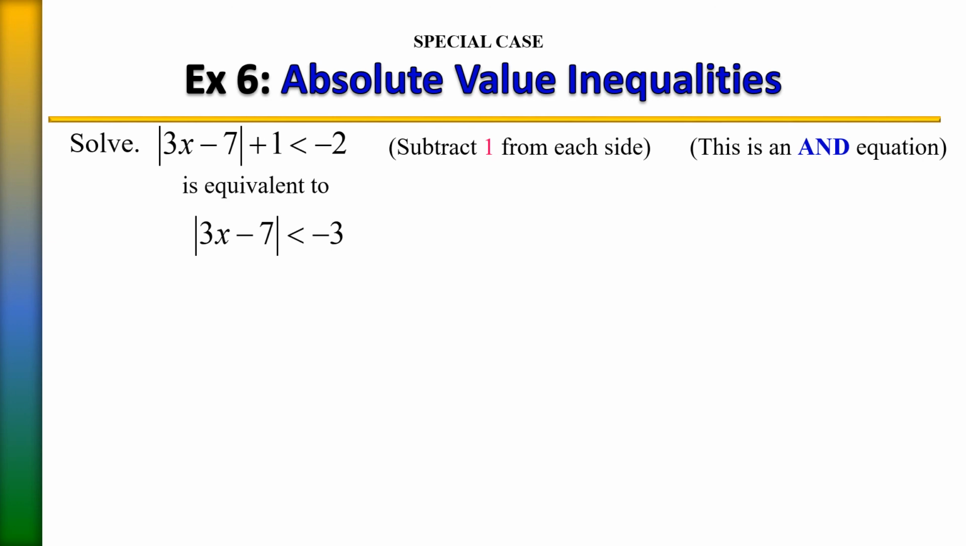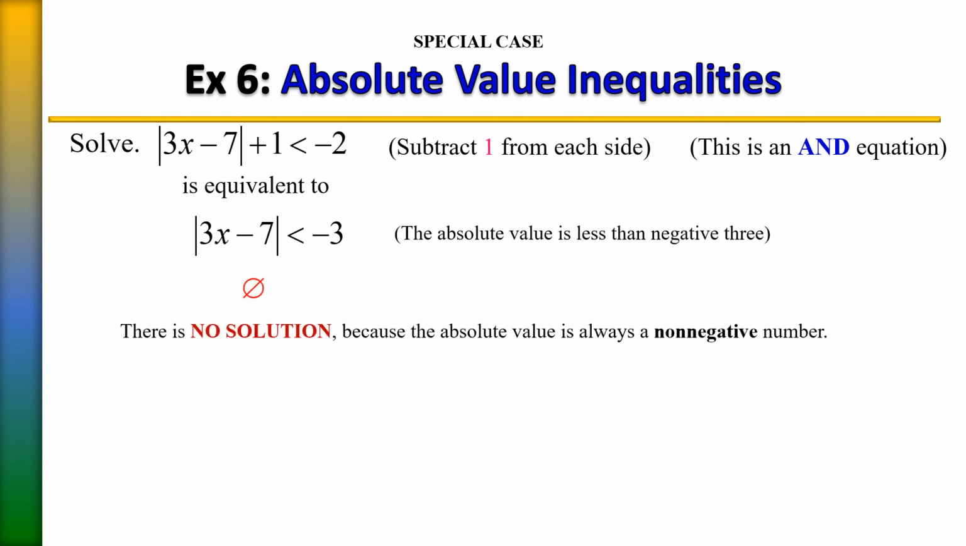And once we subtract 1 from each side, we're going to have the absolute value of 3x minus 7 is less than negative 3. Now recall the rules for absolute value here. The problem is the absolute value of a number cannot be a negative, so it cannot be less than negative 3. And because you're saying that the absolute value is equal to something that is less than negative 3, there's no solution because the absolute value again of a number cannot be a negative. So there's no solution.